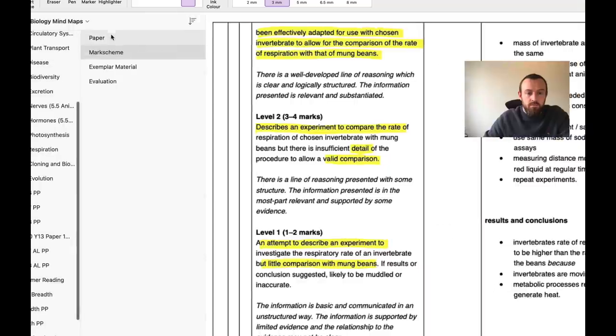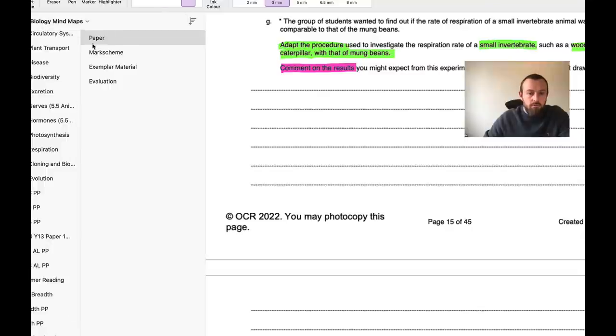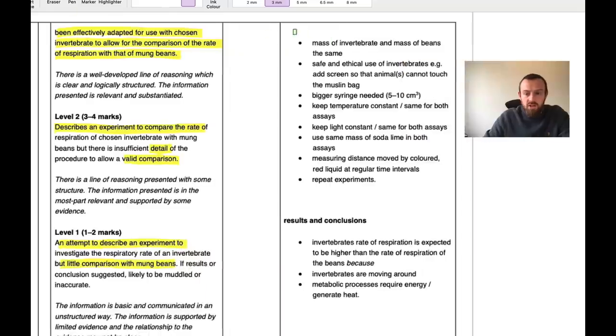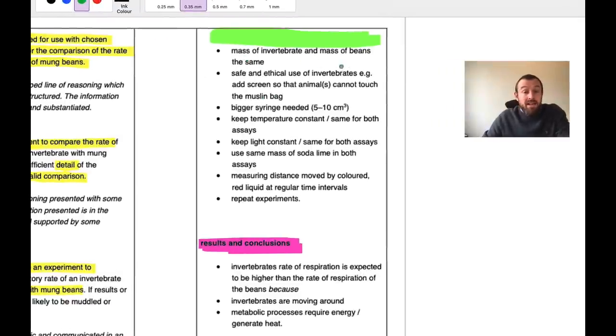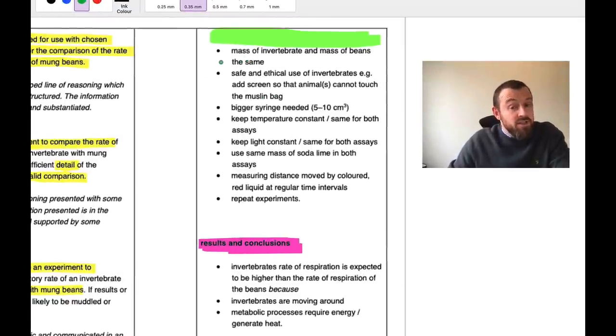what color codes did I use? Green and pink. This top section here is stuff that you could have said about the experiment, and this section down here is stuff that you could have said about the conclusions. So let's look at that. Mass of invertebrate and the mass of beans should be the same. Did you say that? Safe and ethical use of invertebrates. So the animal cannot touch the muslin bag, or you could have talked about keeping the soda lime solution away from the little creepy crawlies, the woodlice, for example.